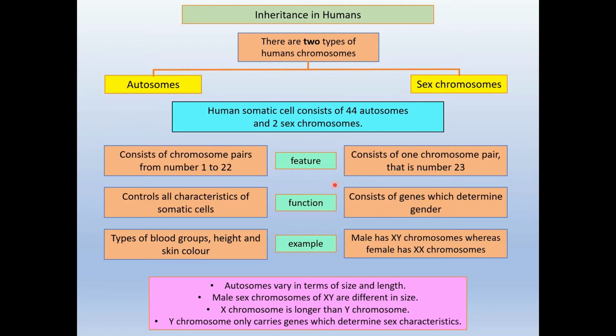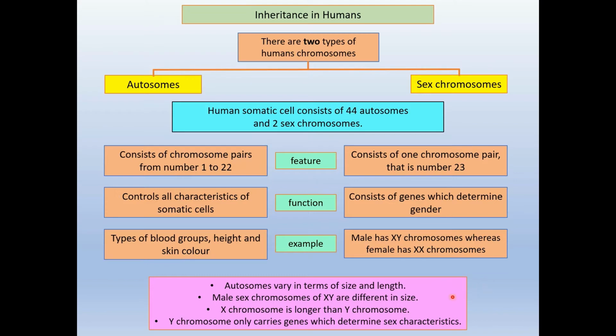Based on functions, autosomes control all characteristics of the somatic cell, whereas sex chromosome consists of genes which determine gender of the individual. Examples of autosomal traits are type of blood group, height and skin color. And for sex chromosome, male has XY chromosomes, whereas female has XX chromosomes.